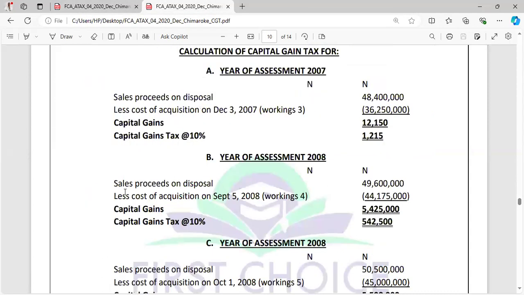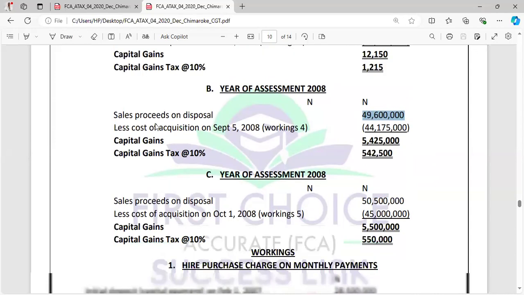September 5, 2008, this is the cost of the acquisition. We are told to look at workings 4. Of course, this is the amount that it was disposed of. This is the amount we received. But let's go to workings 4 and see.